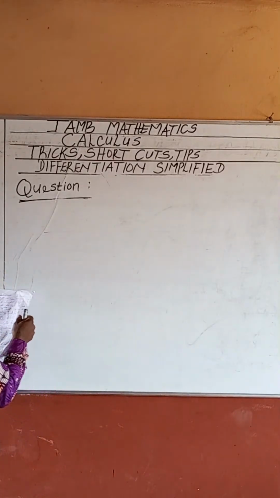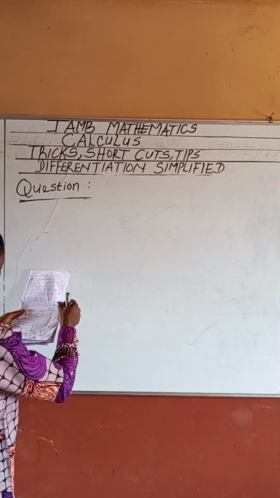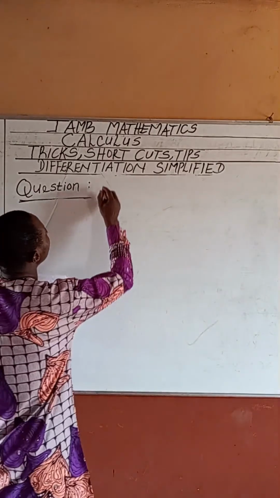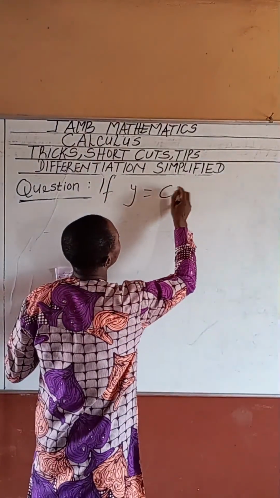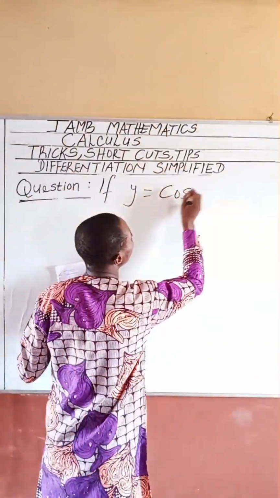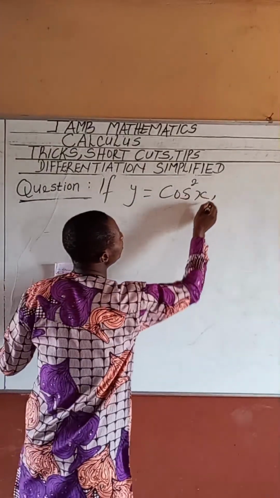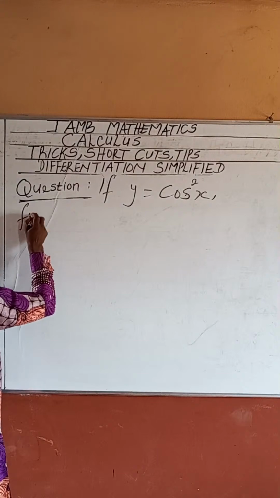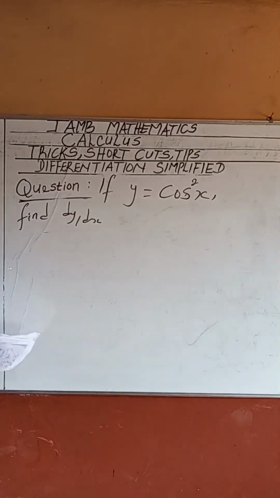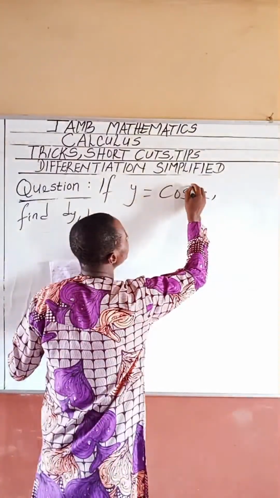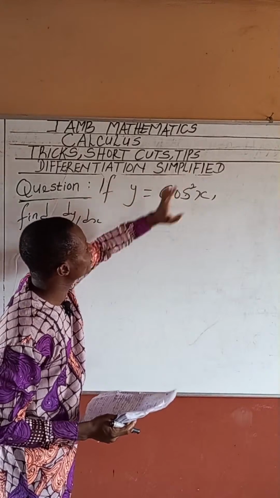Now let me show you the method I wanted to show you before this one, differentiating with respect to x. Look at this: if y equals cos square of x, can you see this now? Find dy/dx, or find the differential coefficient of this. You can see that this one now is squared. It's not 2x. This is cos square x.